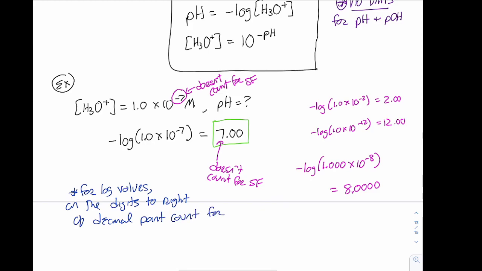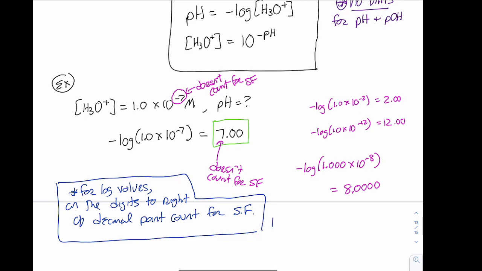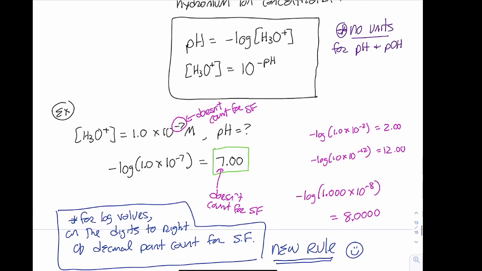Count for significant digits. So not only do they not have units, but the sig figs are a little bit different than what we're used to. We haven't had a new sig fig rule here in a while, so it's good to have one. New rule. And a smiley face. So do watch out for that.